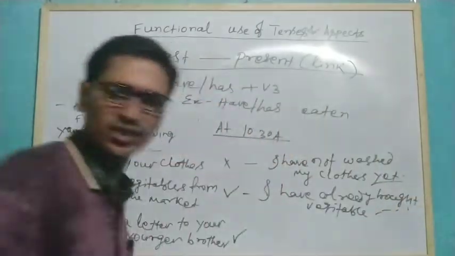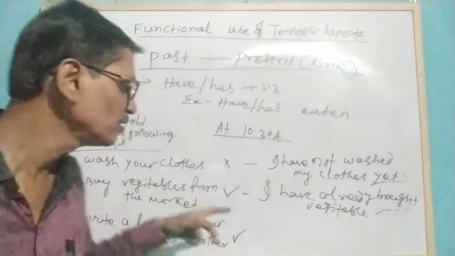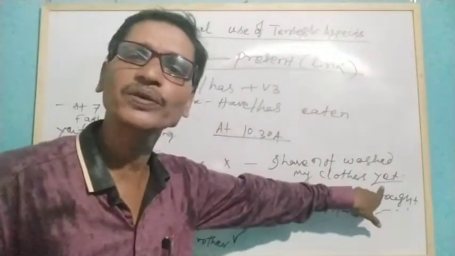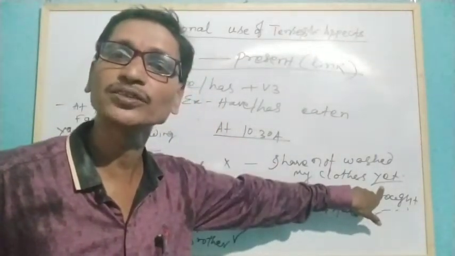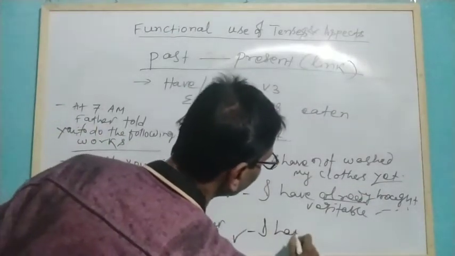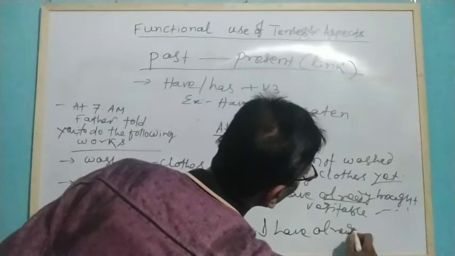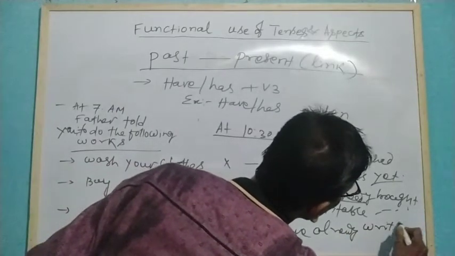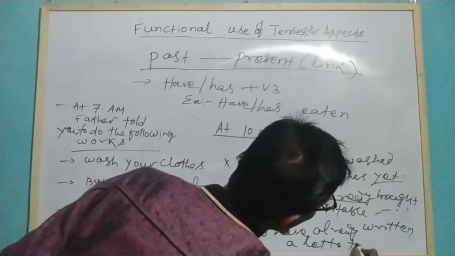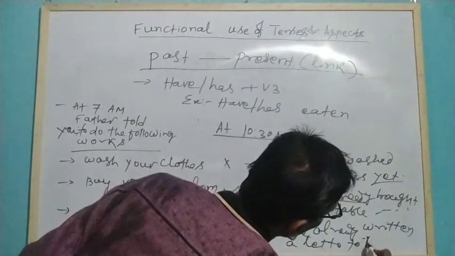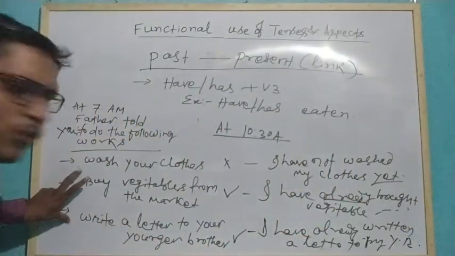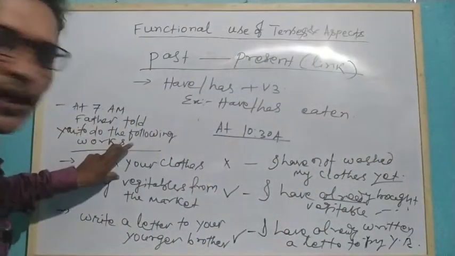from the market. I have already bought. We have used already because our sentence is positive. For negative, we use yet at the end of the sentence to talk about negative. Similarly, you can say, I have already written a letter to my younger brother. So, two works you have completed, one work you have not completed.